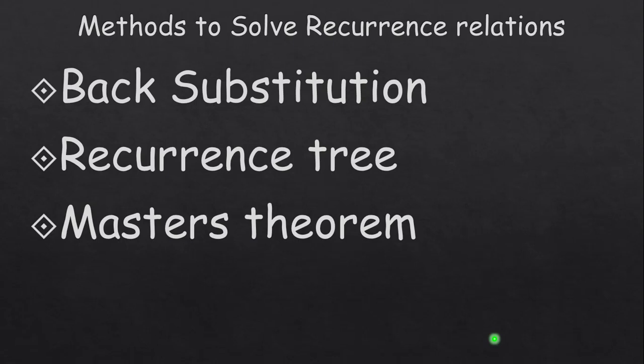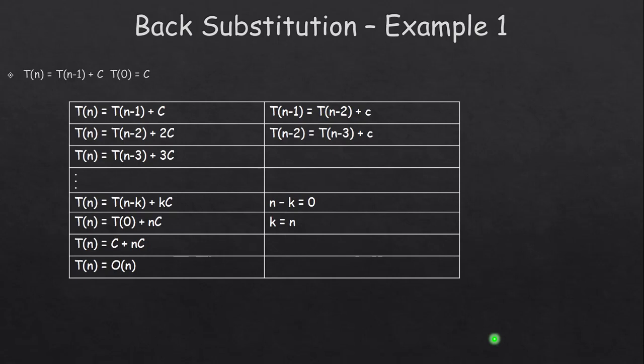So there are three methods to solve recurrence relations. The first one is back substitution. The next one is the recurrence tree method, and the third one is Master's theorem. In this video, we are going to discuss only back substitution. This is the first example of back substitution. I will try to explain back substitution with the help of this example.